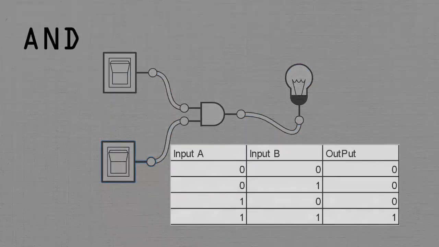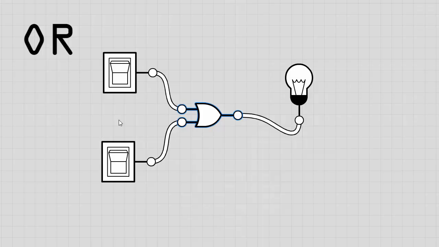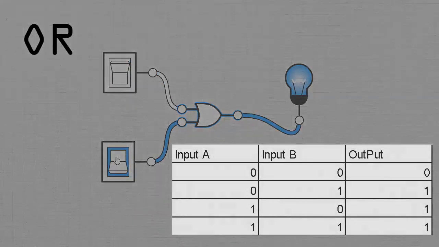We can make a truth table for this. As you can see on your screen, the output will only be 1 if both of the inputs are on. Simple, right? The next gate is OR. It will only let current through if at least one of the inputs is on. Here is a truth table for this one.